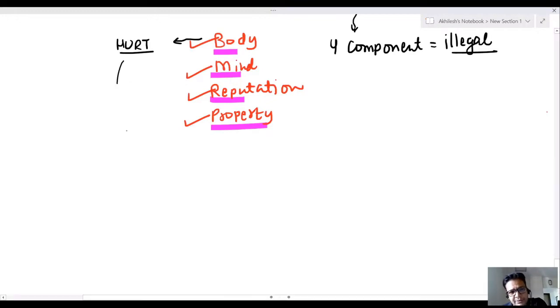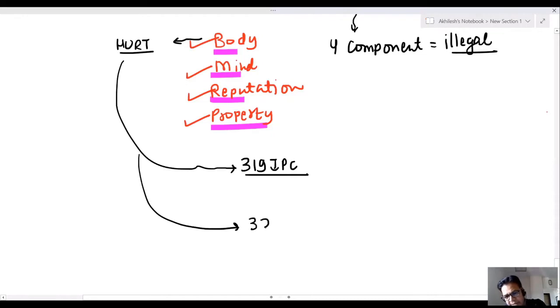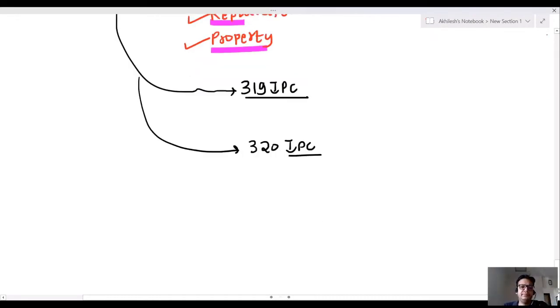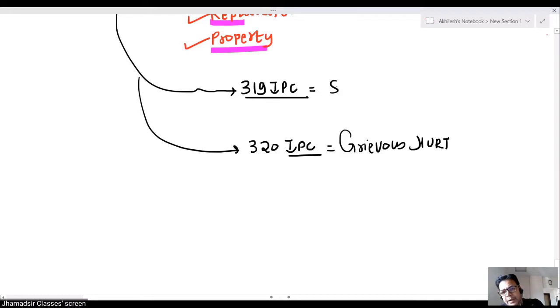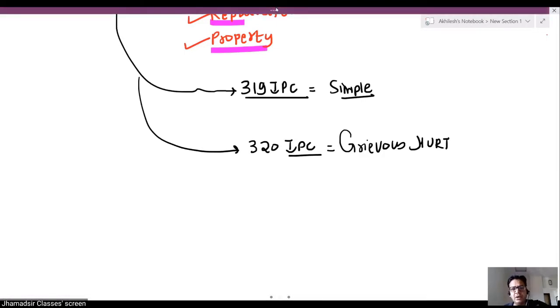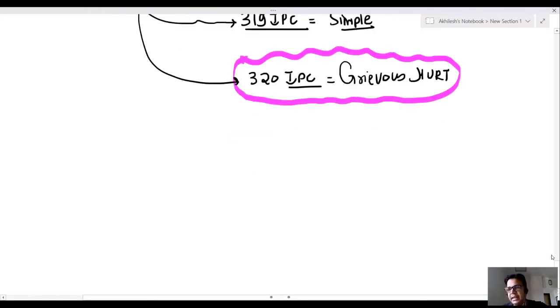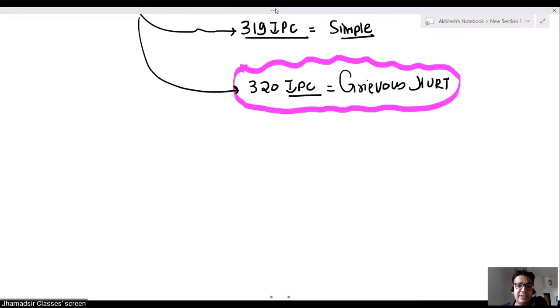Now, a very important word comes. Hurt is 319 IPC. Grievous hurt is 320 IPC. Doctor sahab, this is grievous hurt. All remaining hurts are hurt or simple hurt. It means if we discuss grievous hurt, all remaining hurts are 319 IPC. So we need to discuss what are grievous hurts.